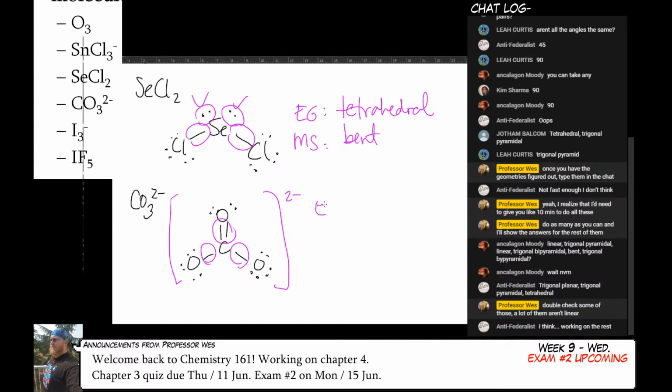So this has 3 electron groups. So the electron geometry is going to be trigonal planar. And the molecular shape, none of them are electron pairs. They're all just bonds. So the molecular shape is the same, trigonal planar.